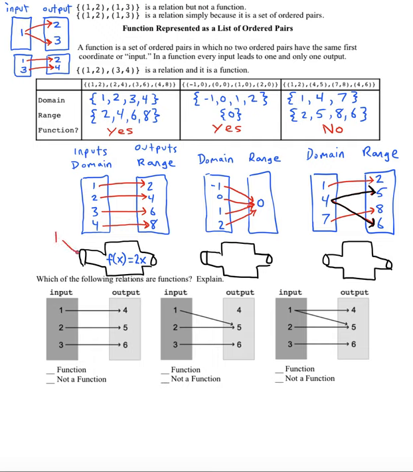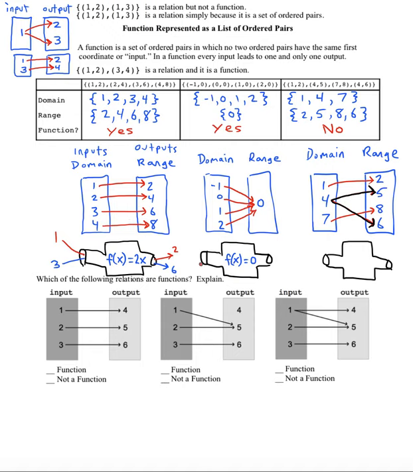Throw in a 1. Out comes a 2. Throw in a 3. Out comes 6. What rule is this function machine following? Well, as far as I can tell, it looks like it's just making the output 0 no matter what you throw into it.